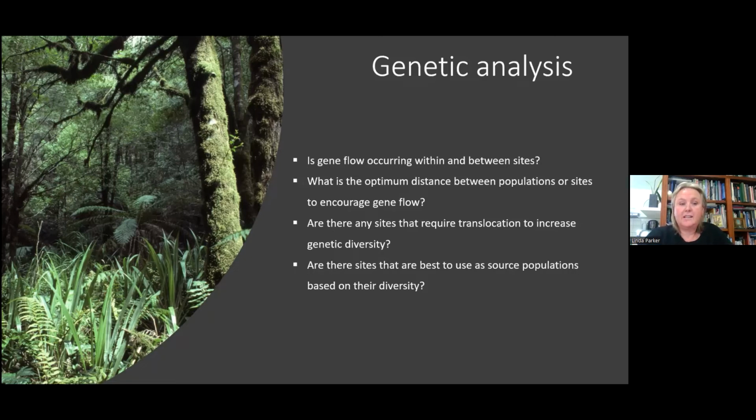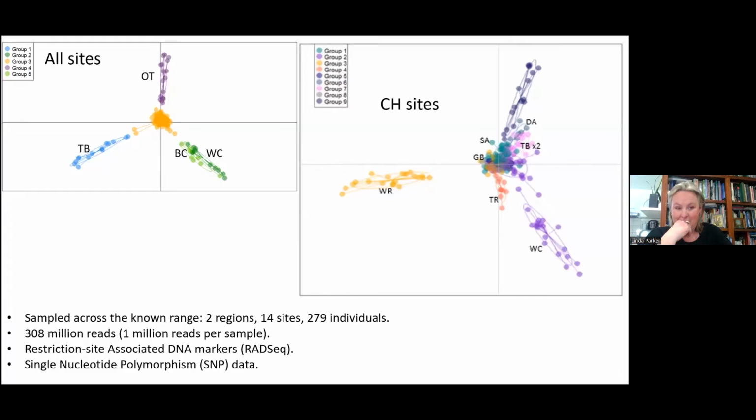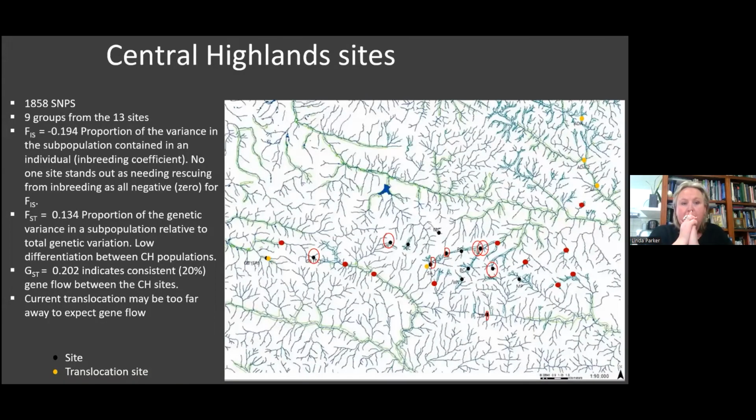And so the genetic analysis was done after the second translocation. So it's now going to be used to inform any future translocation. This is just the summary of what we found. But basically, if we look at all the sites, including the Central Highlands and the one in the Otways, there's 5 groups identified based on the differences between the genes. And if we just look at the Central Highland sites alone, there's 9 groups. So it's a bit of a summary. Here are the Central Highland sites on the map. It shows the 5 groups, but it's a little bit hard to see, I guess.